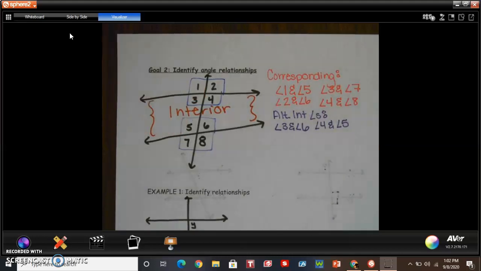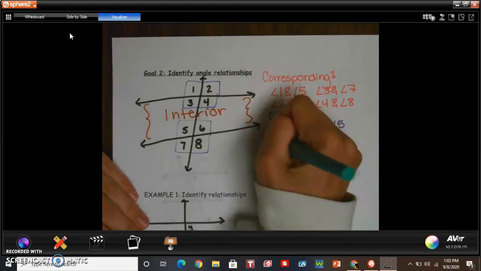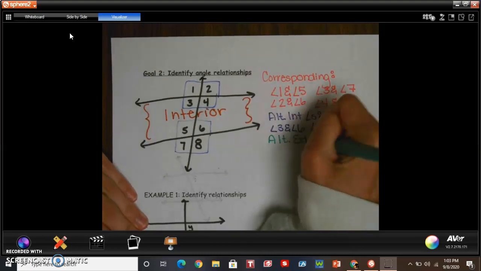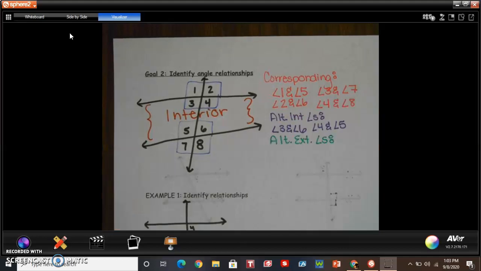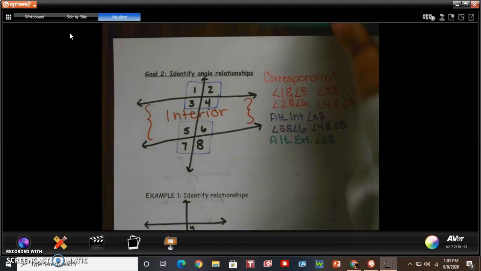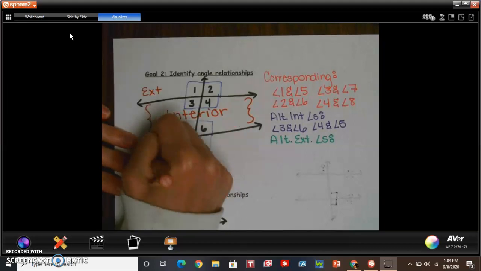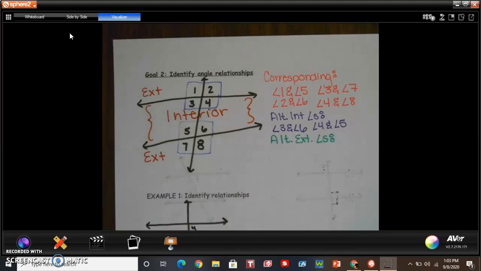Okay, some of you are like, okay, what about 1 and 2? Well, 1 and 2 and 7 and 8 are outside those 2 lines, so they're not part of the interior grouping. But since we are talking about outside, we're going to be talking now about our alternate exterior angles. Okay, so now we're talking about what's on the outside. So here's an exterior, and here's our exterior. So alternate exterior we said was outside and opposite.